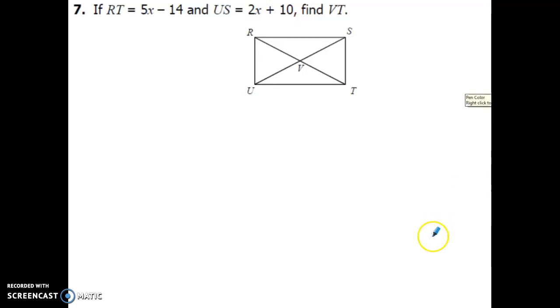So this is the second part to our properties of rectangles video. You should have gotten number 4 checked out before you start on number 7 here. This is on the back of your paper. So let's look at it.